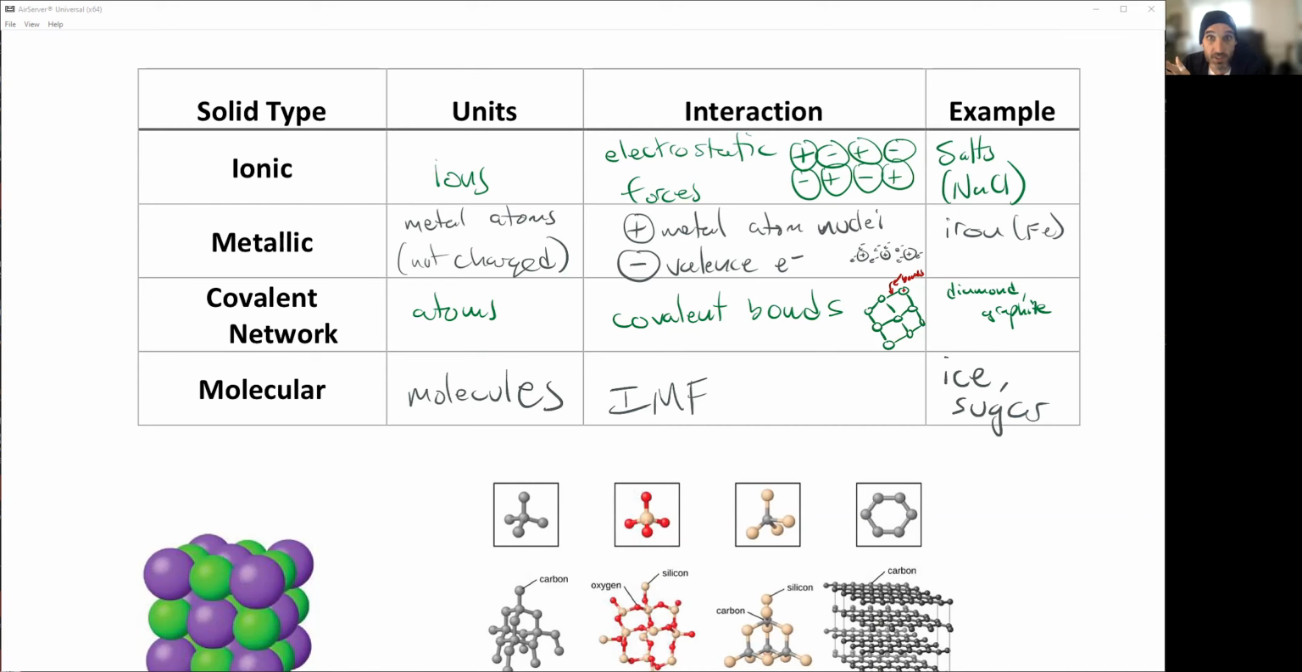These probably have the lowest melting point out of all of these because the bonds are the weakest, right? Covalent bonds, very strong. Electrostatic forces, very strong. Metal bonds are actually probably the weakest of that bunch, but intermolecular forces are definitely weaker than all of those for the most part. So molecular solids, a bunch of molecules held together by those intermolecular forces.